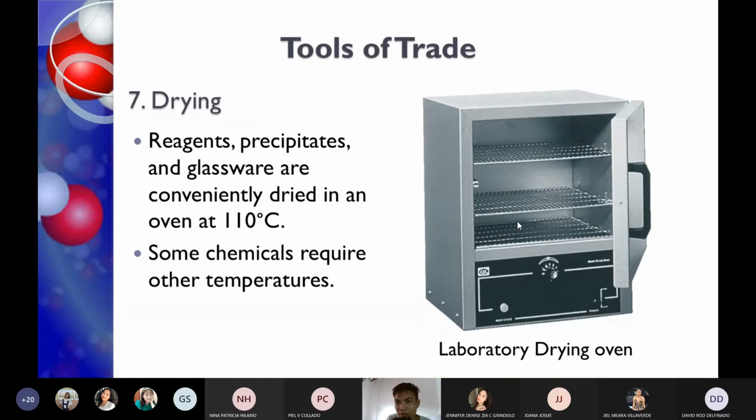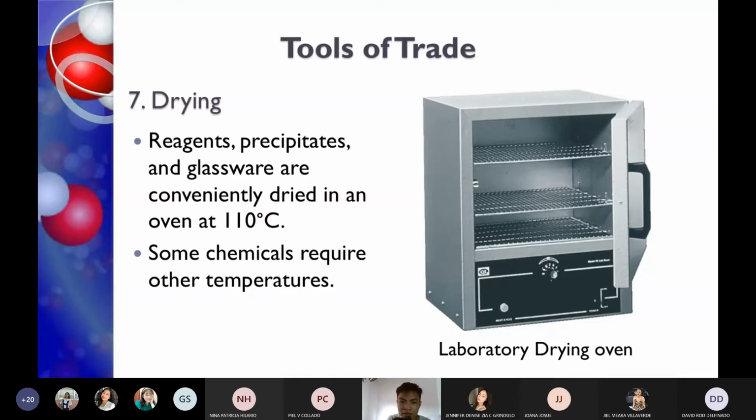Yan. So minsan yung pagda-dry natin ng apparatus, ng reagents or precipitates, no? It takes around from 12 hours to at least a day, no? Overnight. Minsan nga 1 week pa eh. Okay, so ganun katagal yung drying, no? So ano yung purpose in drying?